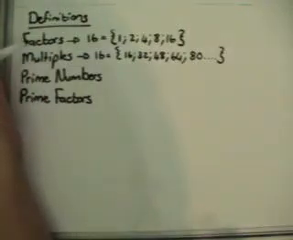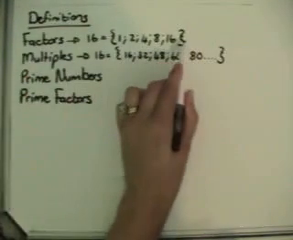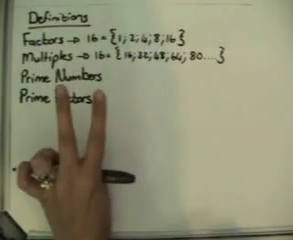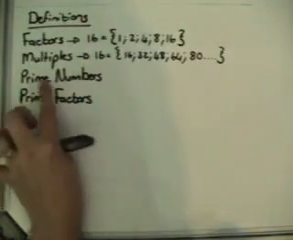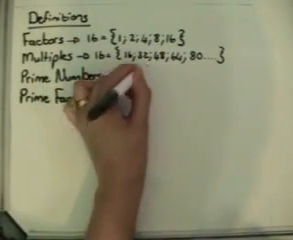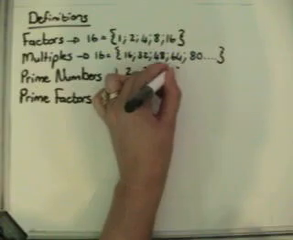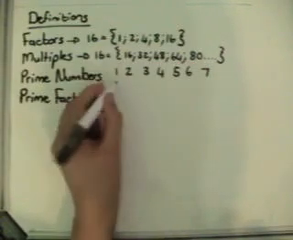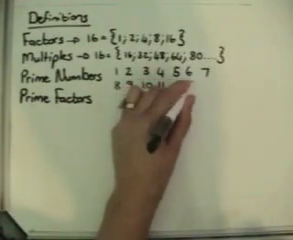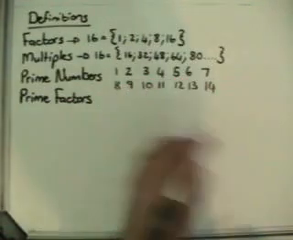Right, now a prime number is something that has exactly two factors. Now you know what factors are. Those are things that divide into a number. Now if I have exactly two factors, then I have a prime number. So if I look at, for instance, 1, 2, 3, 4, 5, 6, 7, 8, 9, 10, 11, 12, 13, 14, I'm just going to go to there.